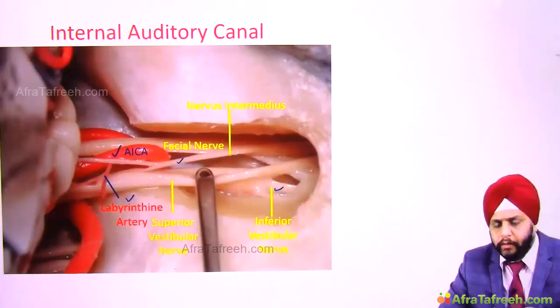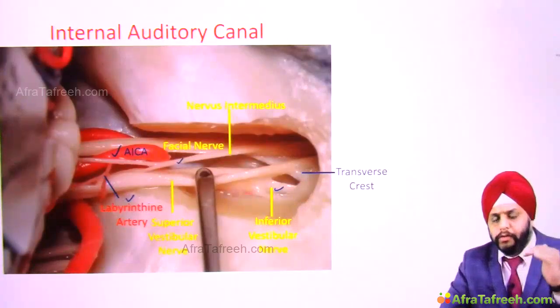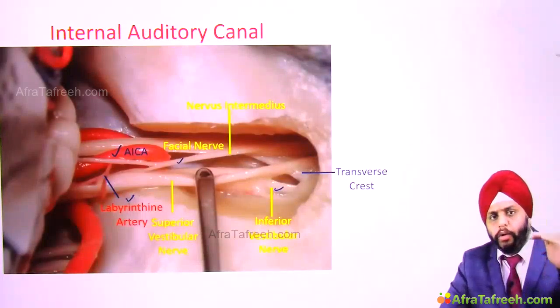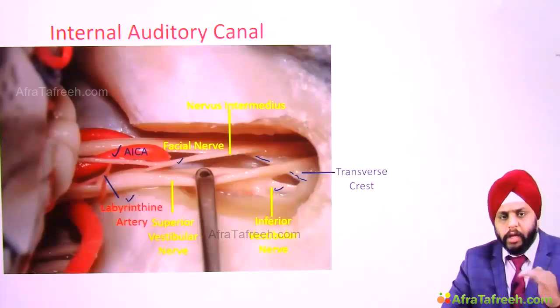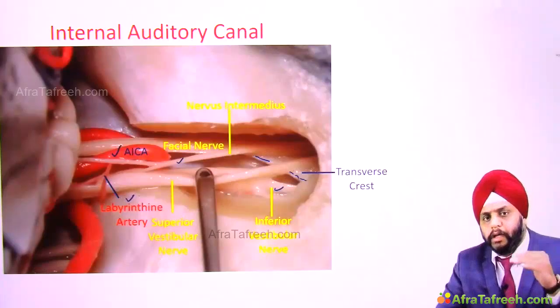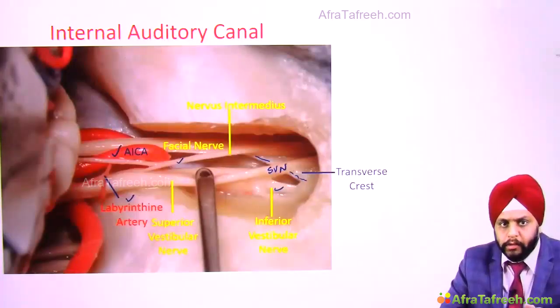So you can see the inferior vestibular nerve, and you can also see that the superior vestibular nerve and the facial nerve are going above this bony ridge. Above this bony ridge, the facial nerve and the superior vestibular nerve are going. So this is the superior vestibular nerve. This over here is the inferior vestibular nerve.